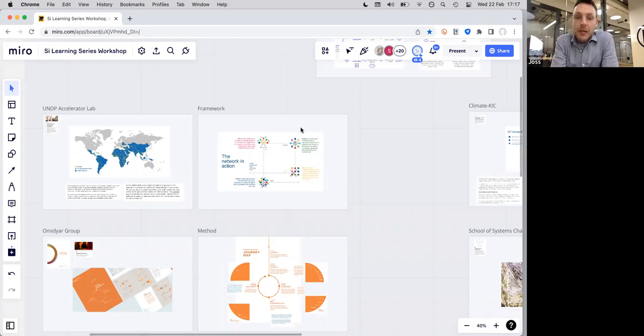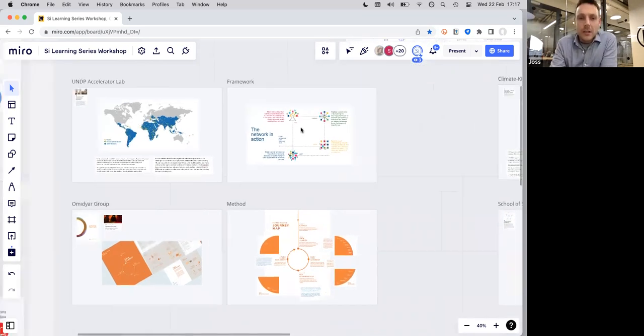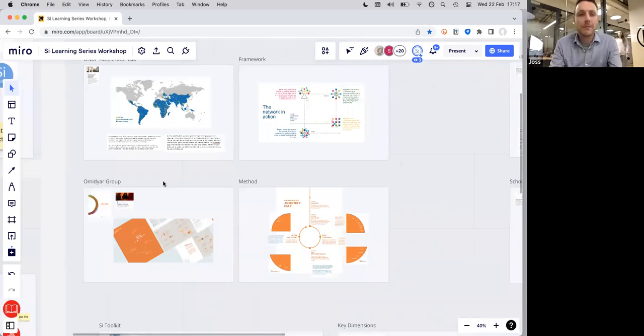Yeah, I mean, a couple of interesting aspects about that. They do place a huge emphasis on learning and this portfolio of approaches where they're trying to orchestrate a number of different initiatives in a coordinated way. Okay, so that's UNDP and the Accelerator Labs.